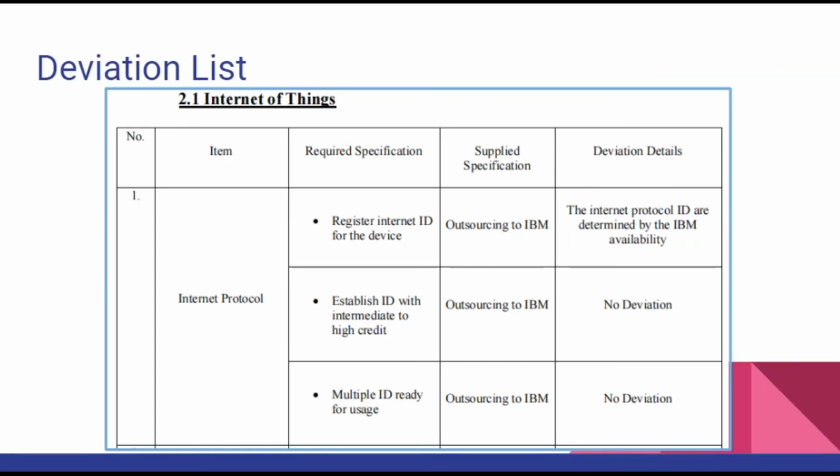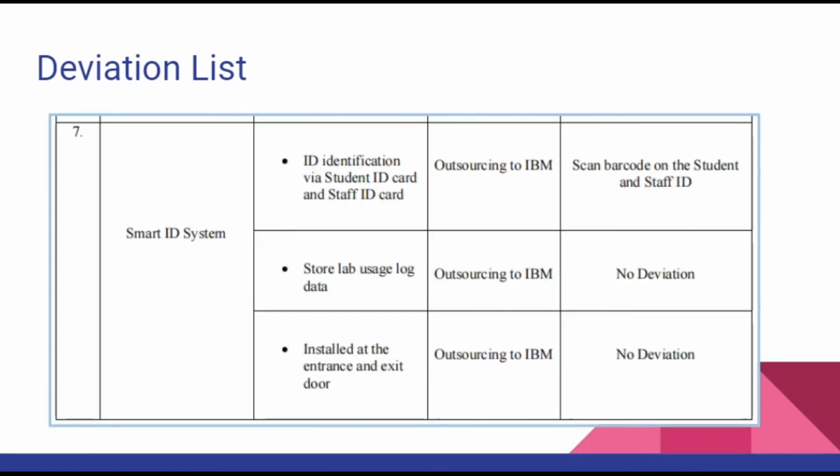Hello guys, this is Syamil again, and I'm going to present the deviation list. Okay, the first part is the Internet of Things. We are outsourcing our Internet of Things works to IBM. So the Internet Protocol ID, we cannot register it manually. Instead, we rely on the availability from IBM. Continue to our next one.